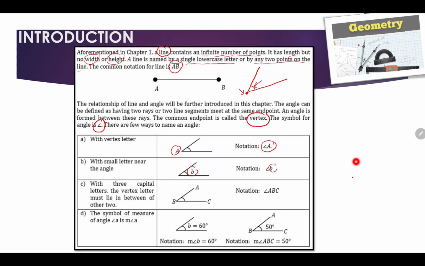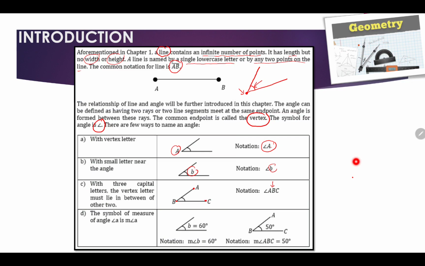Third, with 3 capital letters. The vertex letter must lie in between the other two. For example, we have point A here, point B here, and point C here. So the notation for the angle here is angle ABC. B must be in the middle; the vertex must be in the middle.